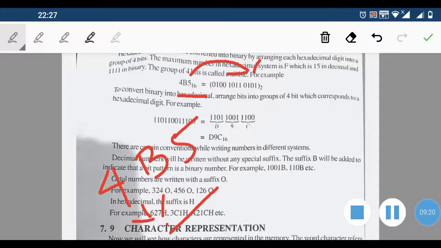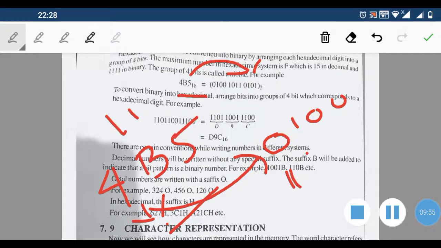The first digit is 4. 4 is actually 100, but you have to represent that in the 4-bit binary form. So for 4 you have to write 0100. Then B is nothing but 11. A is 10, and B is 11. 11 in binary is 1 0 1 1.